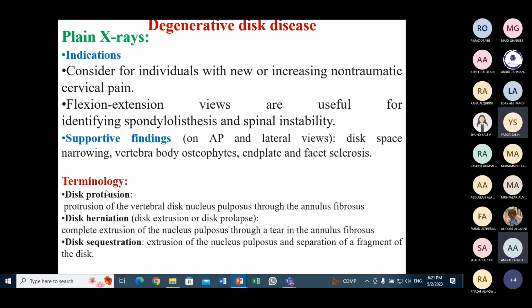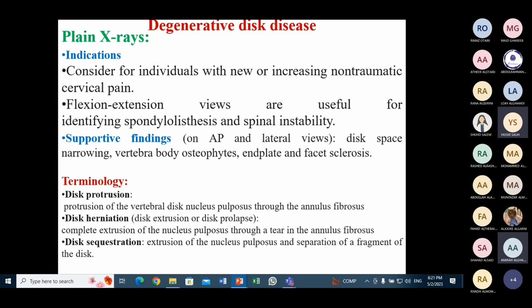طيب عندنا terms مهمه للـ MRI، terminology دي لما نقول disc bulging. لما تقرأ أي report بتاع MRI lumbar أو أي spine عملوا MRI بتلقى التيرمز دي بيستخدموها كثير. disc bulging، disc herniation، disc sequestration. فواتس ذا disc bulging؟ disc bulging معناه bulging of the vertebral disc and nucleus pulposus through the annulus fibrosus. حصل protrusion، just protrusion.